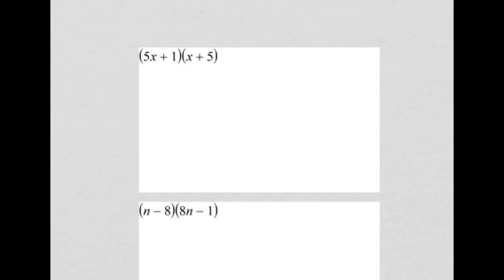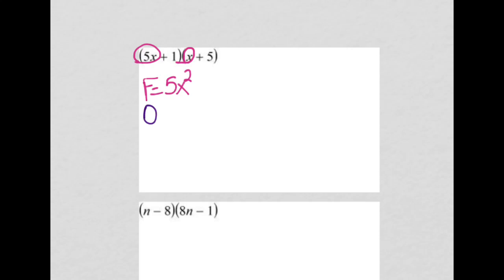Here's how this works. First thing I'm going to do is the F in my FOIL. The F stands for first terms. So I'm going to look here at this 5x and here at this x. 5 times the imaginary 1 that's right there still lands me with 5. X times x gives me x squared.